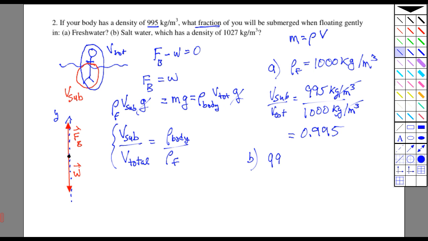So for part B, we do the same thing, and the ratio is just the density of the body, 995 kilograms per meter cubed, and we divide by the density of salt water, which is given above. It's 1,027 kilograms per meter cubed. And when you plug these numbers in your calculator, you should get something like 0.969 or 96.9%. So the fraction is going to be slightly lower. So it means you're going to float better in salt water.